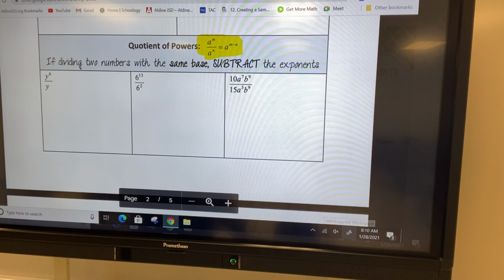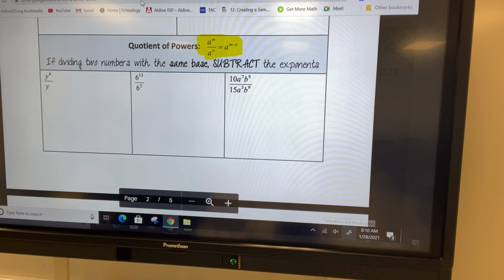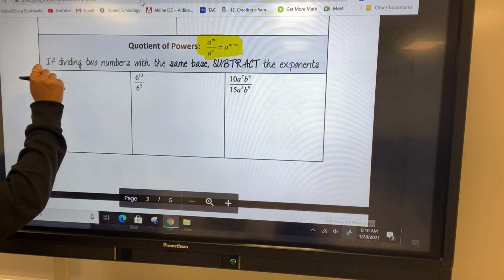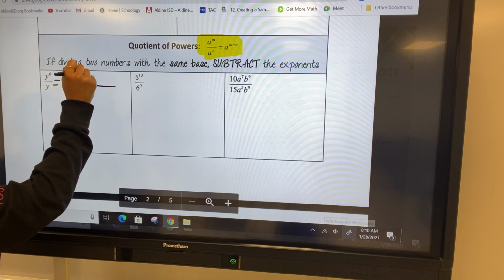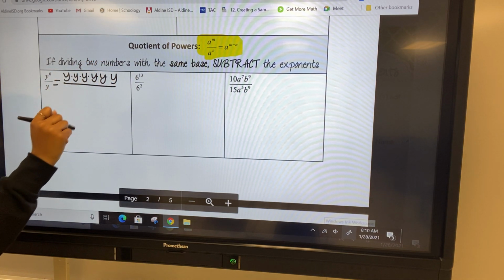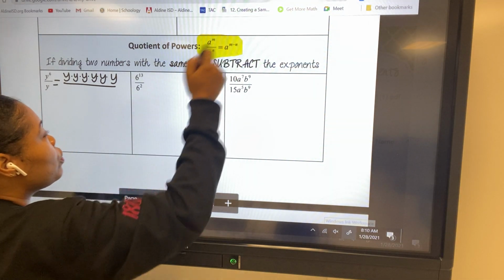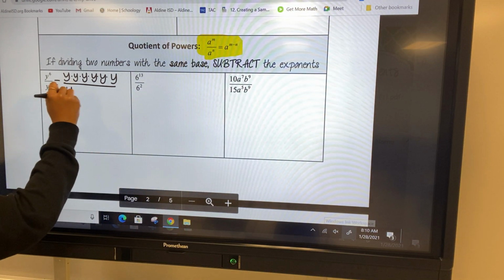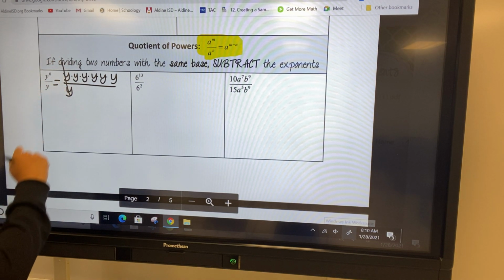subtract them. Right? So if I expand this first, we'll see why we need to subtract. Again, y to the power of 6 means I'm multiplying y times itself 6 times. And of course, nobody's going to want to draw this out every time, which is why we're going to want to use the shortcut. All over 1y. Well, we know from before, whenever we're simplifying, if you have the same value on the numerator and the denominator, they cancel each other out.